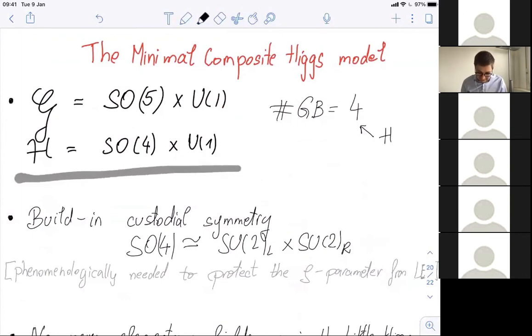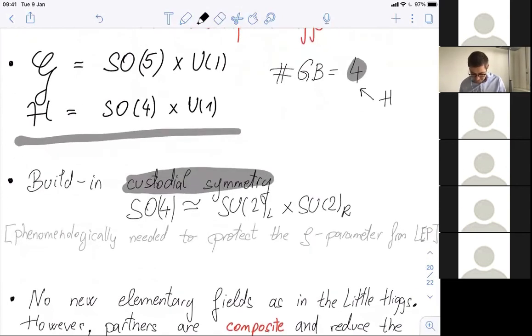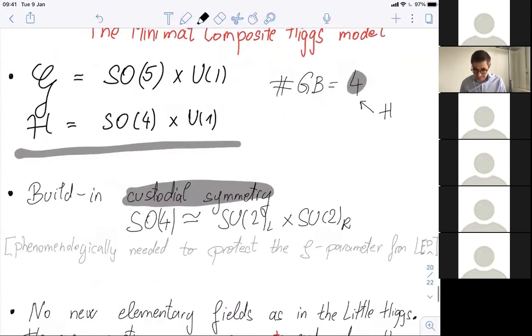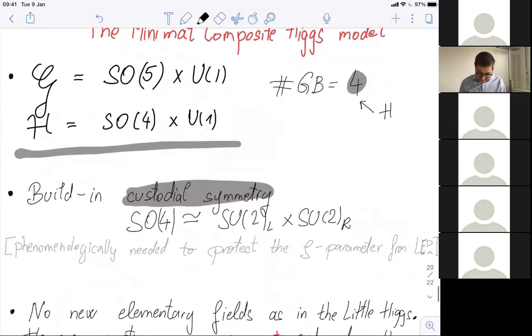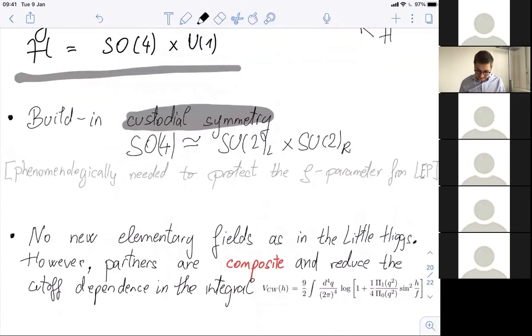It is based on this global symmetry breaking, and it has exactly four Goldstone bosons. It has some properties, like custodial symmetry being built in, which is important to protect the rho parameter, which is precisely measured at LEP. So it has some good phenomenological properties. In the minimal composite Higgs, we don't have elementary partners. The difference between the little Higgs and the minimal composite Higgs model is that in the little Higgs, we have these elementary fields, but in the minimal composite Higgs, we don't have them.